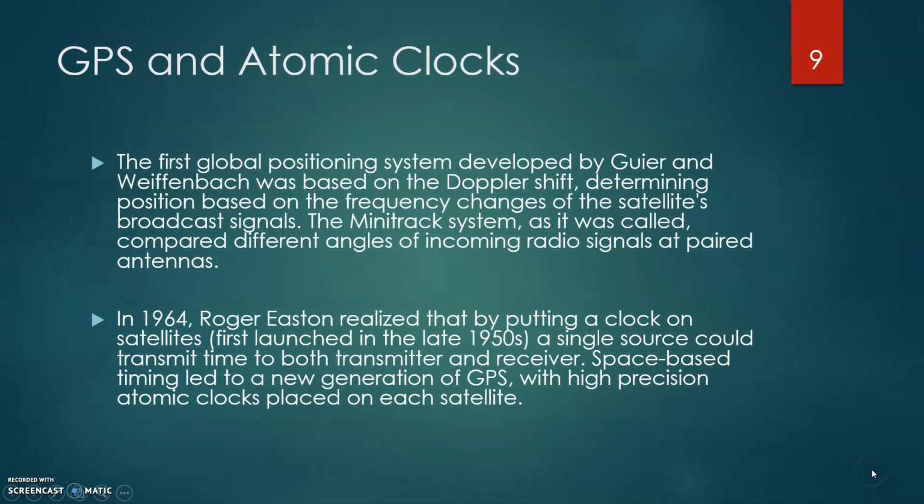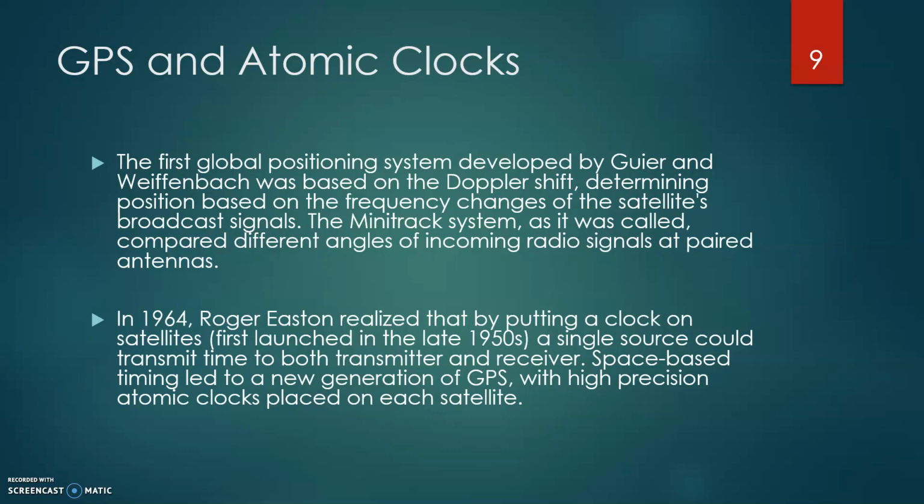This brings us to the topic GPS and atomic clocks. The first GPS systems, developed by Guier and Weiffenbach, were based on the Doppler effect, determining position from the frequency changes of the satellite's broadcast signals. The Minitrack system, as it was called, compared different angles of incoming radio signals at paired antennas. This process required a precise time scale to synchronize the transmitted and received signals.